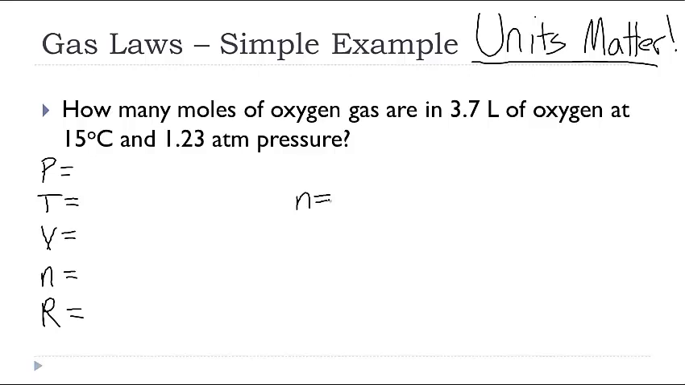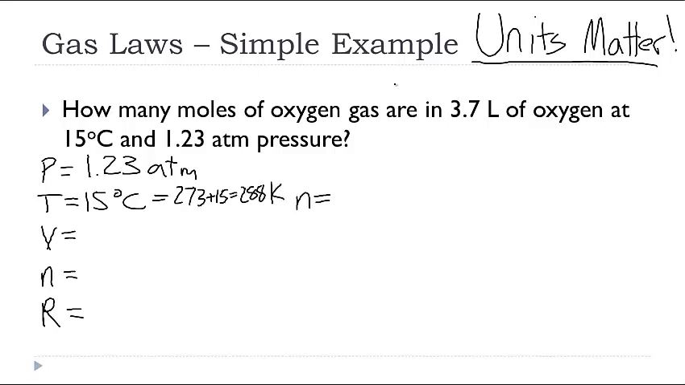This is really the very simple end of the calculations we'll be doing, just solving a simple equation. So my pressure is 1.23 atmospheres. My temperature is 15 degrees Celsius. Am I going to plug that into the equation? No. One thing I forgot to point out on the previous slide, we always need to use temperature in Kelvin. So this is 273 plus 15, 288 Kelvin. So always use Kelvin.